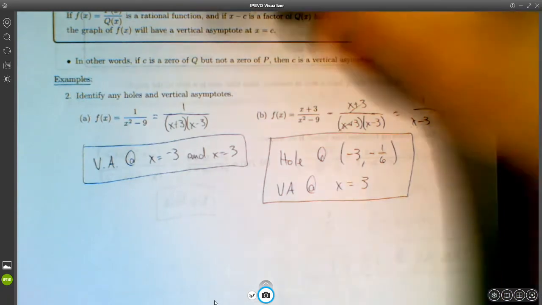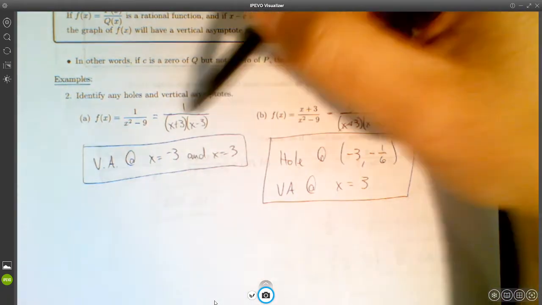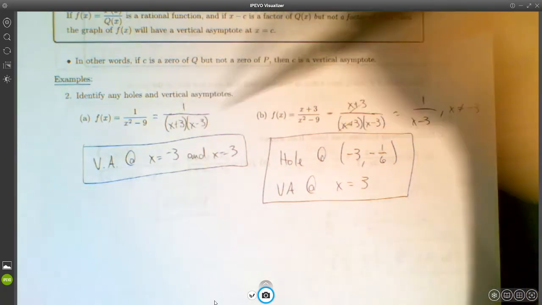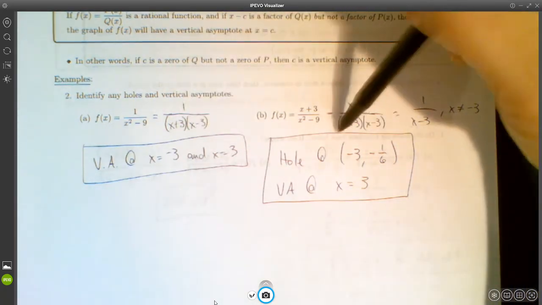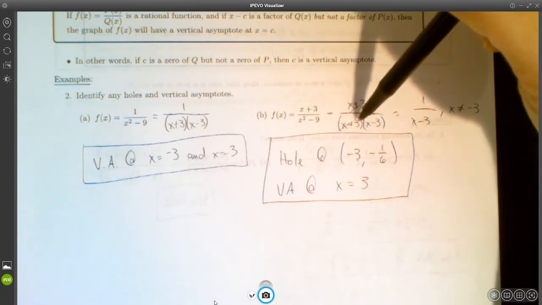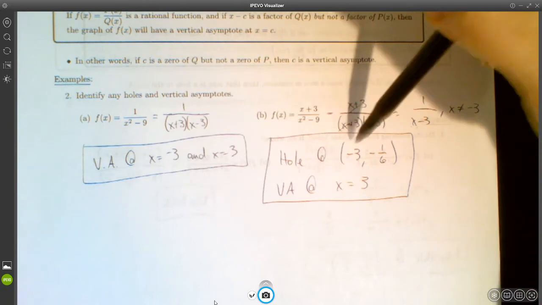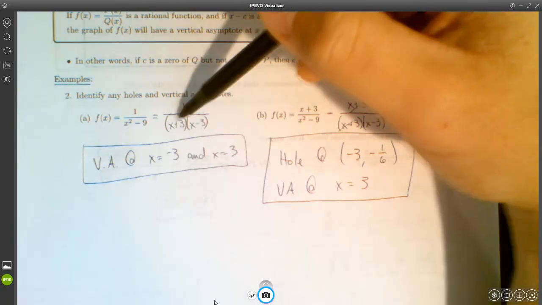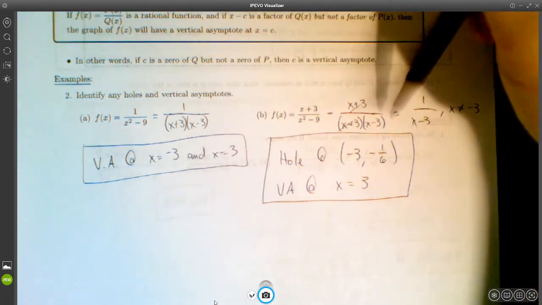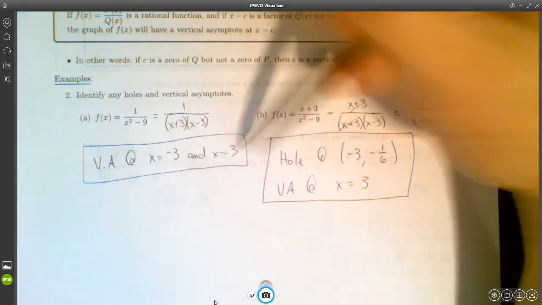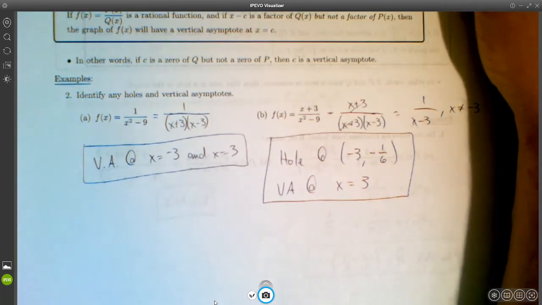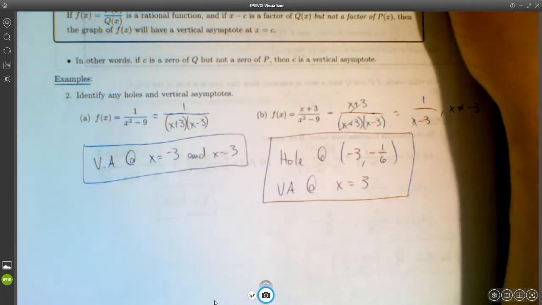Okay, do you see the difference? In both cases, the denominator factored as x plus 3 times x minus 3. The difference is that in part B, the x plus 3 canceled with the x plus 3 in the numerator. And so that's a hole. In part B, that becomes a hole, whereas in part A, it's a vertical asymptote. In both cases, the positive 3 was a vertical asymptote, because in neither case did it cancel with something from the numerator.